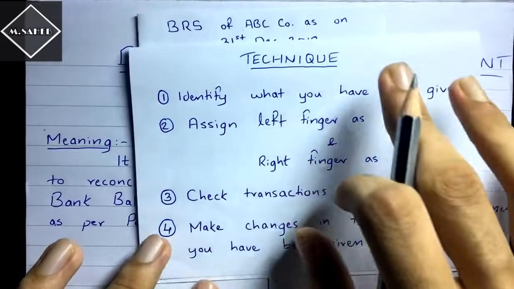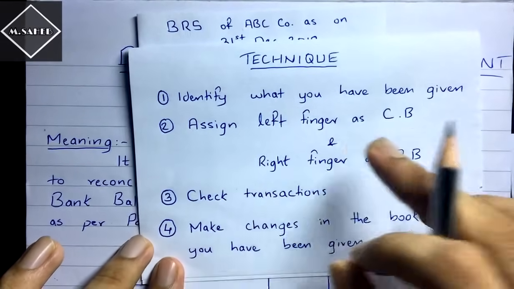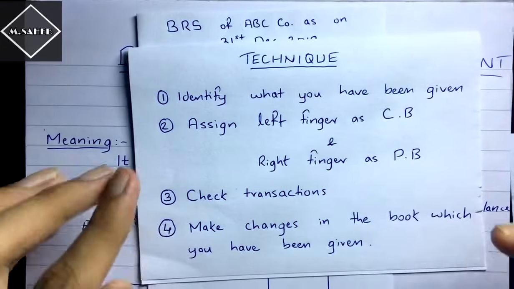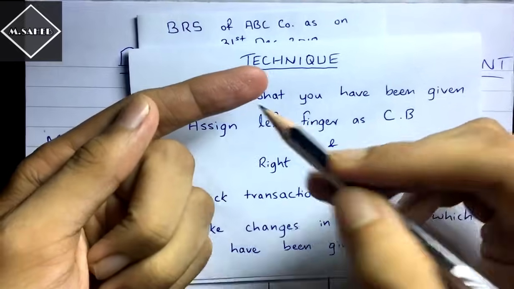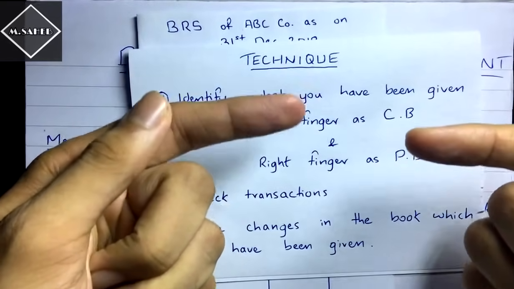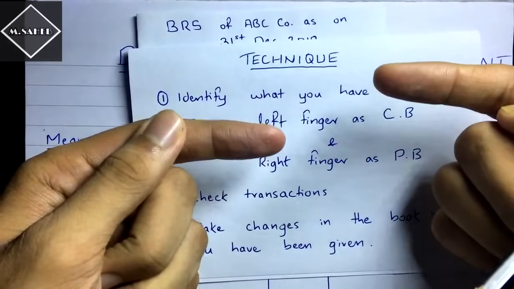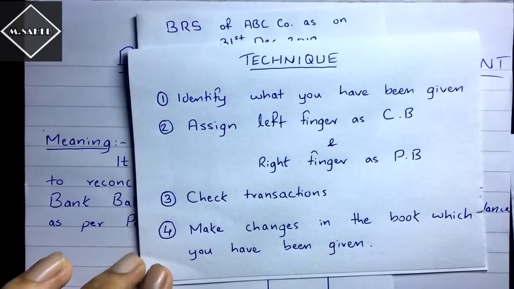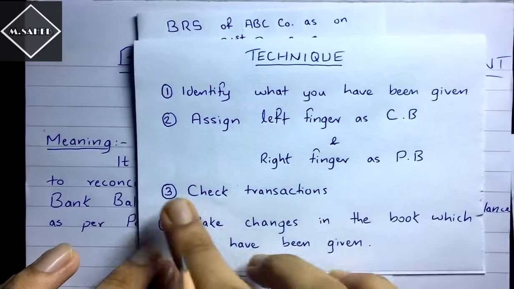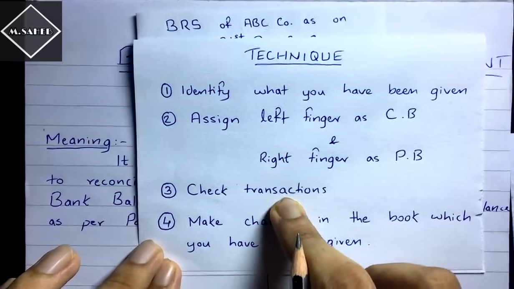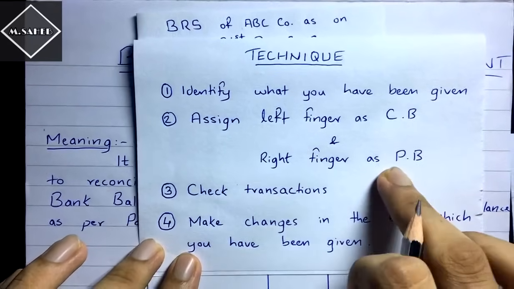And then what you need to do, we will see practically in the next video. You assign the left finger as CB and the right finger as PB. Then you need to make them par. If one has been increased, one has to be decreased, like that you have to make it. Then you have to keep on checking the transactions, how the transactions are affecting the CashBook and the Passbook.